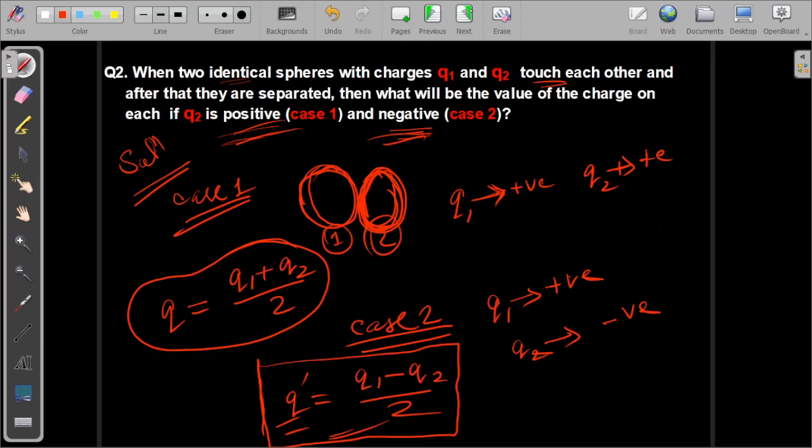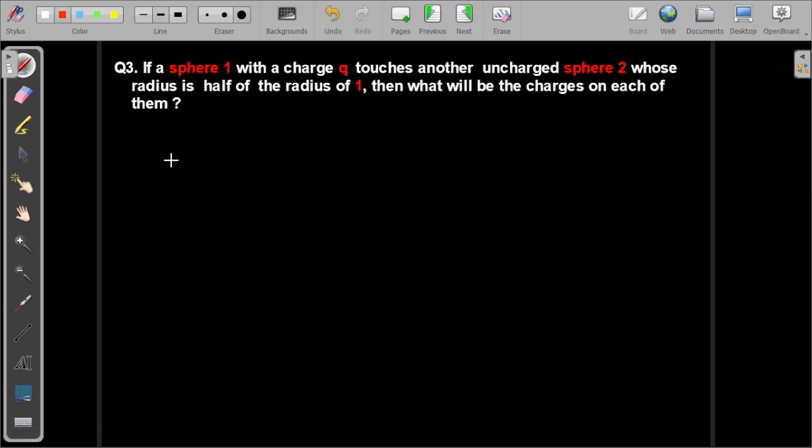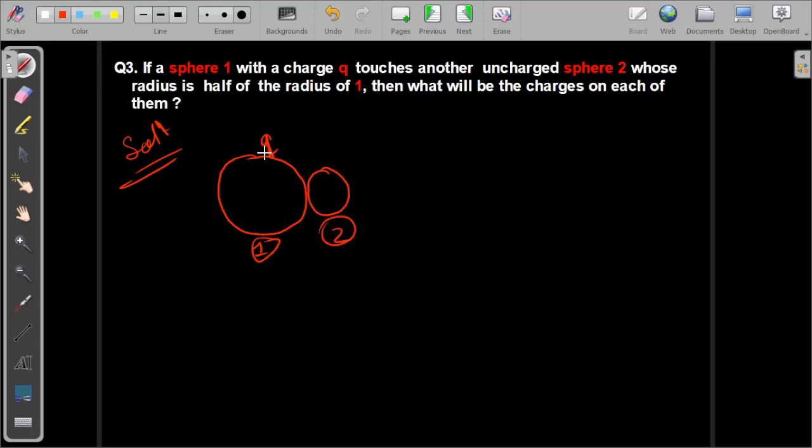Okay. Next, come to the next question. What is given here? If a sphere 1 with a charge Q touches another uncharged sphere 2 whose radius is half of the radius of 1, then what will be the charges on each of them? That means two spheres are given. One is charged, another is uncharged. The charge on the first sphere is Q.